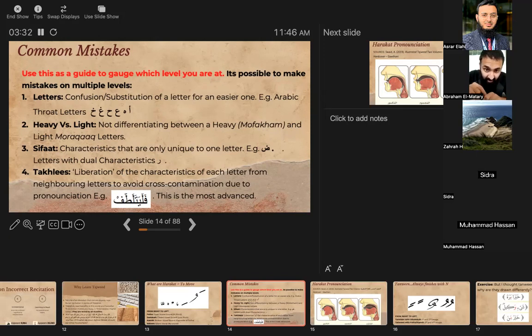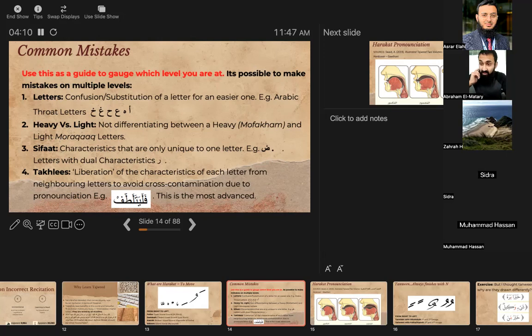So quickly, first thing you need to look out for are the letters, if you're pronouncing them correctly. Then once you get all that correct, you'll move on to heavy versus light. Are you making the heavy ones heavy as you ought to, or are you making them light? You're not having any sort of cross-contamination. The next level of sifat is basically studied in detail, even at the level of ijaza, and it tells you the exact inherent characteristics of each letter, as well as the mechanics of pronouncing it from the mouth, where your tongue, where everything is supposed to be. So that's pretty much more on the intermediate advanced stuff.